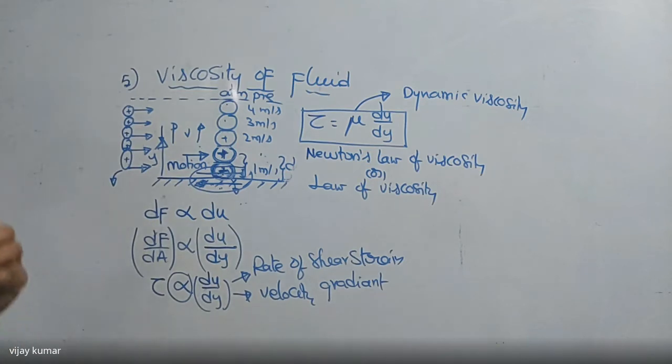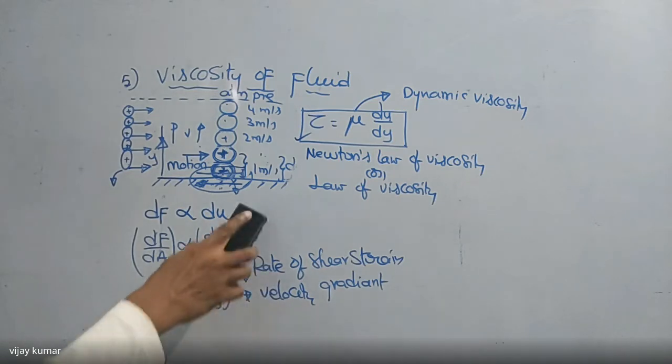Now, what I am saying here is the law of viscosity. This is named as Newton's law of viscosity. So we have to write the formula for Newton's law of viscosity. Now I'm going to write the units of dynamic viscosity.